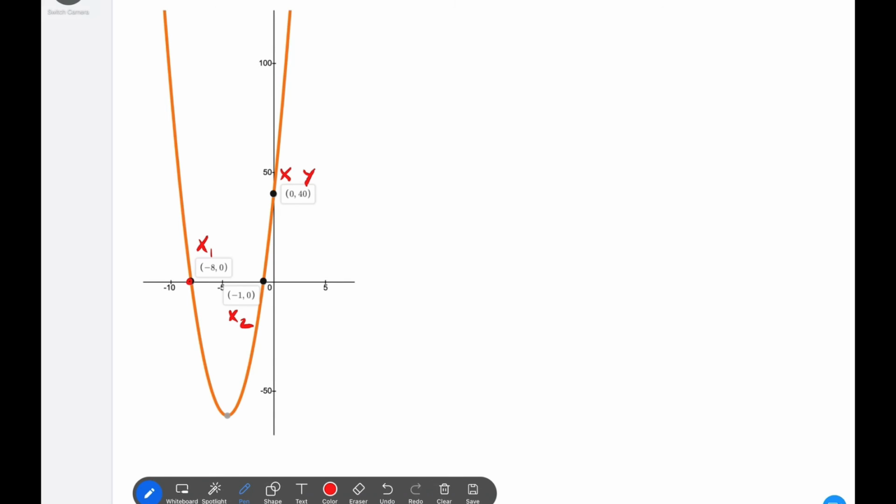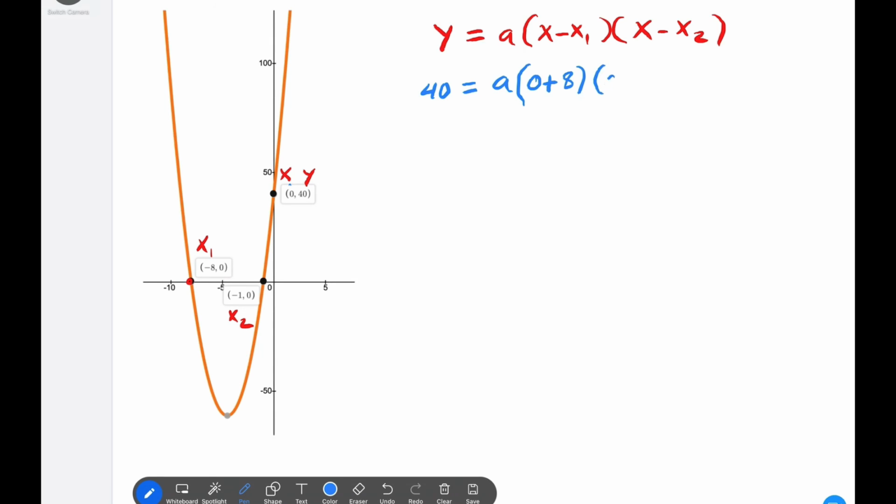All right, the way to do that is you need to look for the a value first. So y equals a times x minus x1, x minus x2. We know what y is, we know what x is, we know what x1 and x2 are. All right, so y is 40. A, we don't know what a is. X is 0. Minus x1 is a negative 8, so minus a negative is a plus 8. X is 0 minus a negative 1, that's a plus 1.